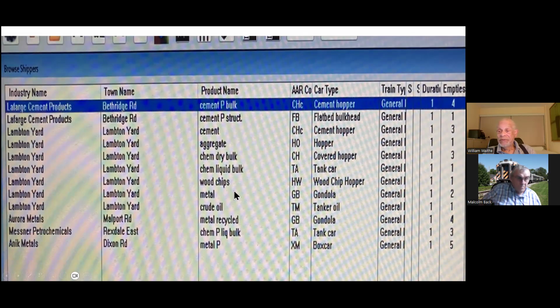Now, this shows the database for shippers. You have, for example, the cement plant, which is producing a cement structure that's carried in a flatbed. And as you can see here, you can control the amount of product by the numbers that you have here. Okay. And notice that you have in the Lambden yard, in the exchange, these are virtual industries. For each product that is produced by an industry on the layout, there has to be a virtual industry that needs that product and requests the same amount. And that's where the balancer comes in.